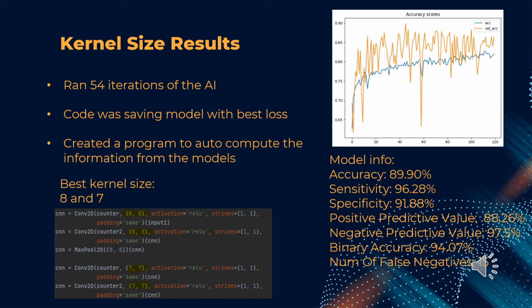Kernel size results. So this one we didn't run nearly as many iterations because we were running lower on time. But we ran through 54 iterations, and this is when we started saving the model with the best loss. And then we also implemented creating a program to auto-compute the information from the models. And to further elaborate on this, what we have here under model info, this is everything that the program is creating automatically after saving each best image.